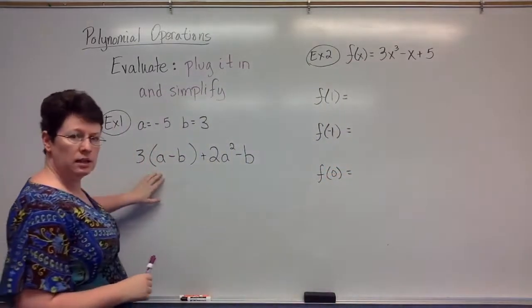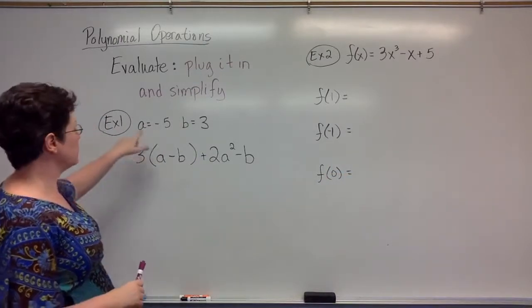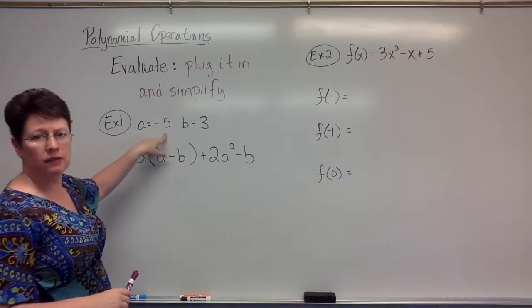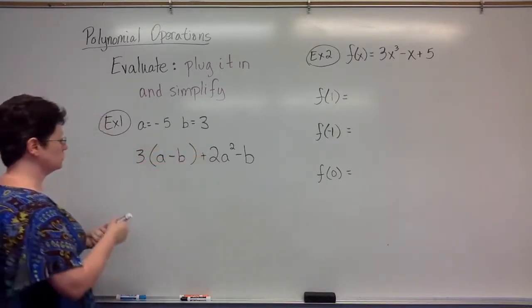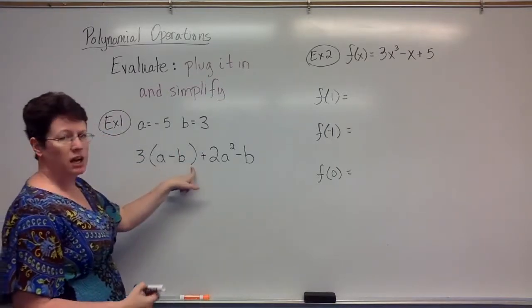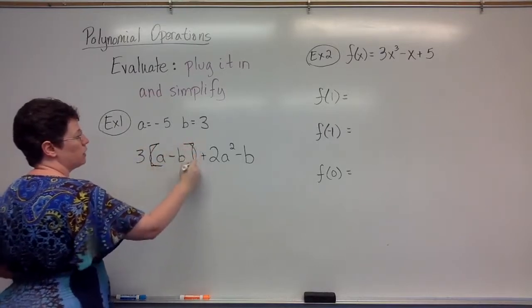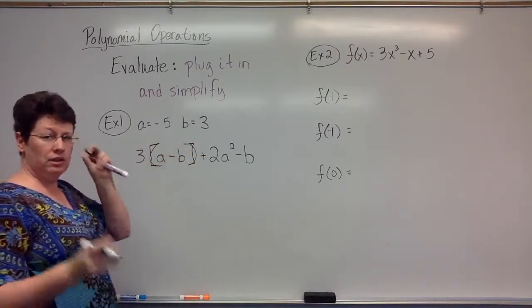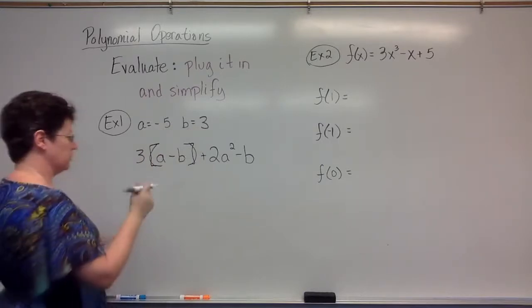Okay, so in example 1, I'm given this expression. It's got A's and B's in it. And they tell me that A is -5 and B is -3. Okay, so I'm going to write out my expression. And because I've already got parentheses in there, I'm going to turn those parentheses into square brackets. That way I don't confuse my parentheses for the numbers that I actually plug in, okay?